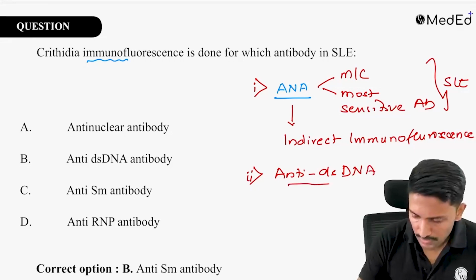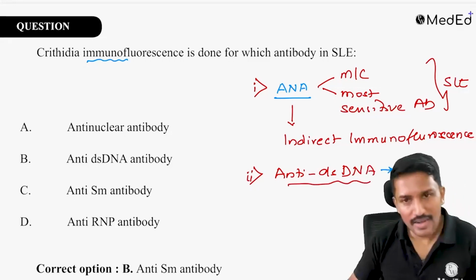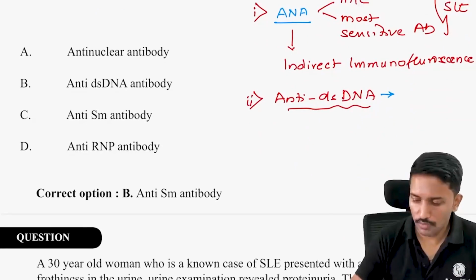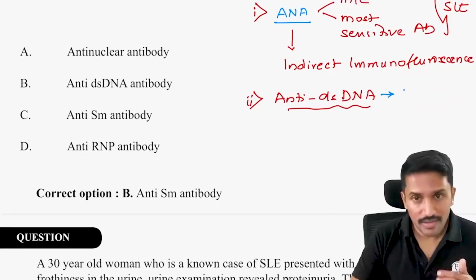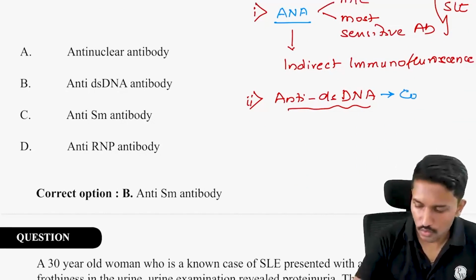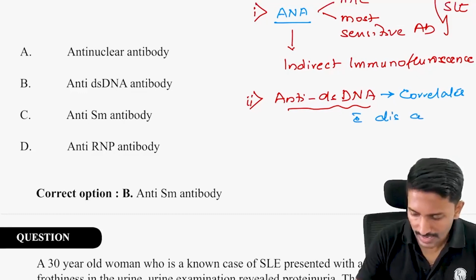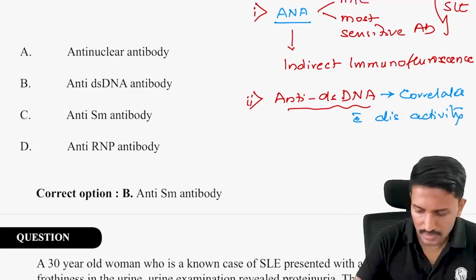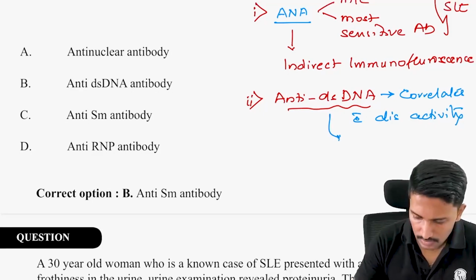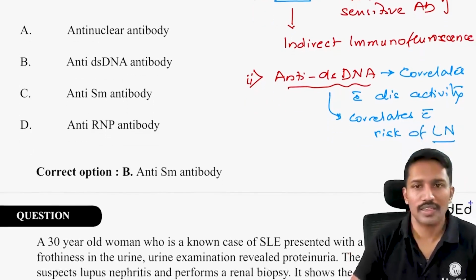The second point we need to learn is that when we talk about anti-dsDNA, the titers are very important, because more than identification of cases of SLE, anti-dsDNA is more helpful to predict the progression of the disease. The higher the titer, the more active is the disease. So this correlates with disease activity, and it also correlates with risk of lupus nephritis, or LN.